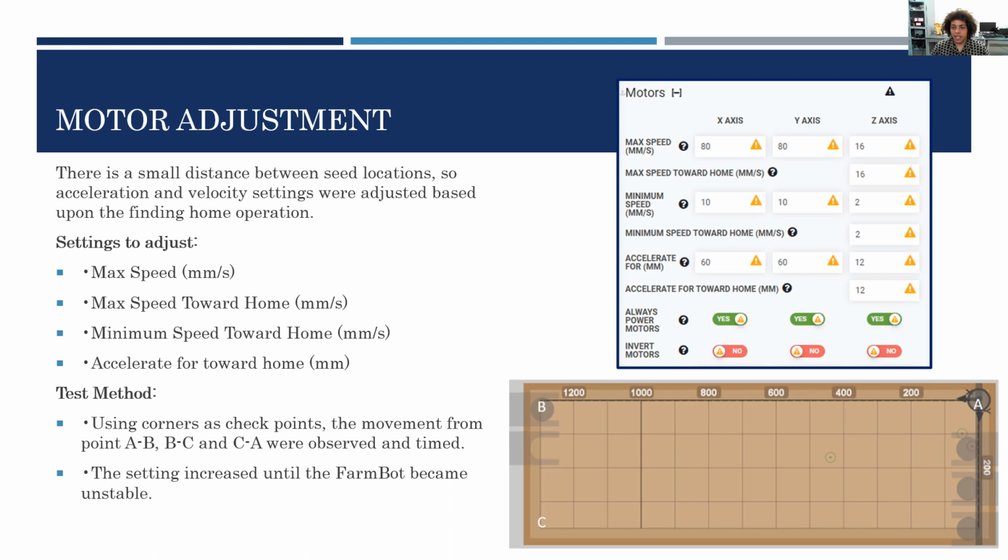While the FarmBot was conducting the test, times were collected to determine the amount of time consumed during the operation. After the test was conducted, each of the settings were adjusted individually. Then the test was repeated. This continued until the FarmBot's movements became unstable, allowing us to determine the most optimized settings.